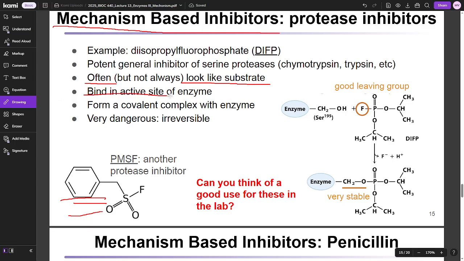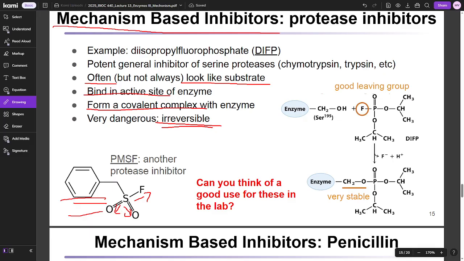It binds in the active site of the enzyme. Oh, actually, sorry, in this case, it actually forms a covalent complex and is very dangerous. So it's irreversible in this case. What probably happens is that this sulfur here is actually quite electrophilic because there's a fluorine pulling here, there's an oxygen pulling here, and there's an oxygen pulling here.